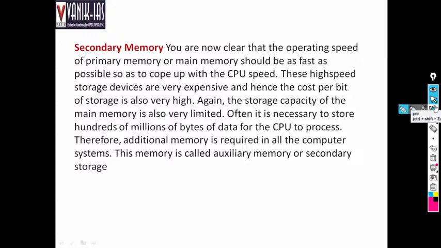Then what is secondary memory? You know that the operating speed of primary memory should be as fast as possible to cope with the CPU speed. Primary memory is of high speed, and by using cache memory, we increase the speed of main memory. These high speed storage devices are very expensive. Hence, the cost per bit of storage is also very high.